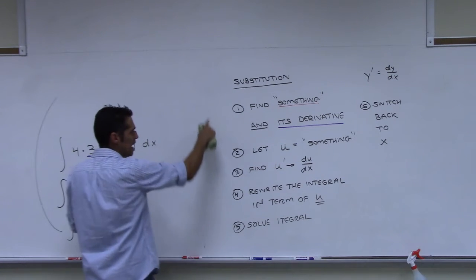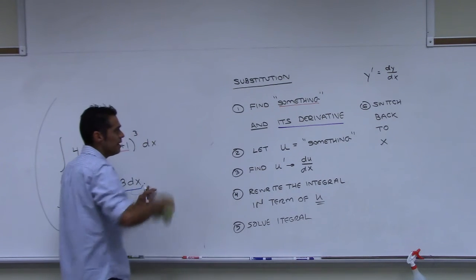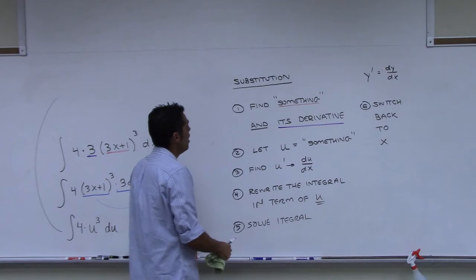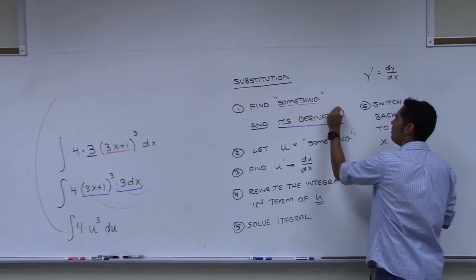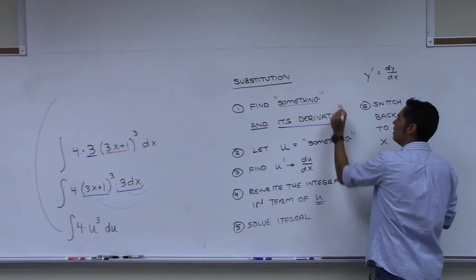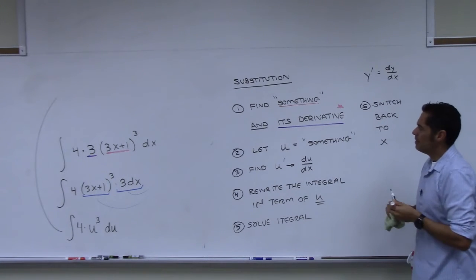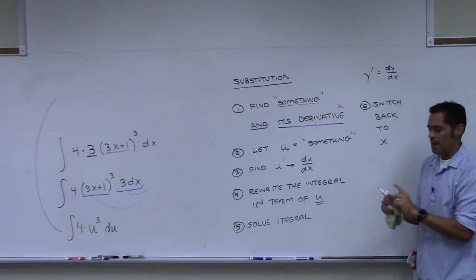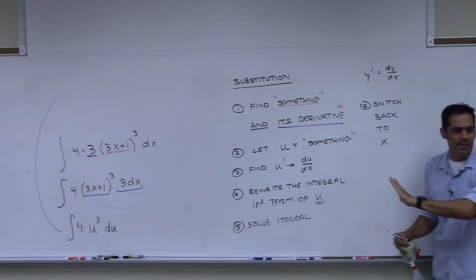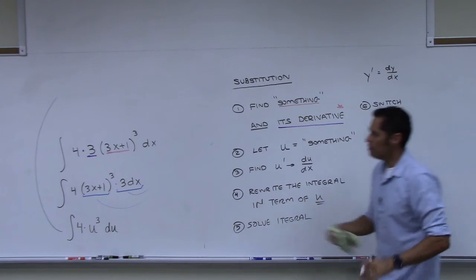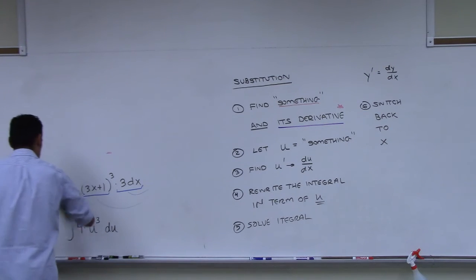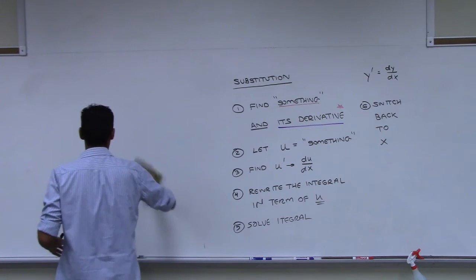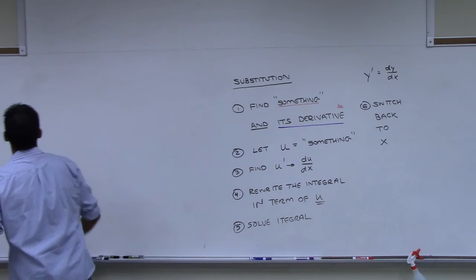Now these steps that I gave you here, there is something on this first step where I say find something and its derivative. I want to put a little asterisk here next to its derivative because there is something else I need to add to that, but I didn't want to add it yet because it would just confuse you, or confuse you more, I should say. Let's do another one. All right, how about this?